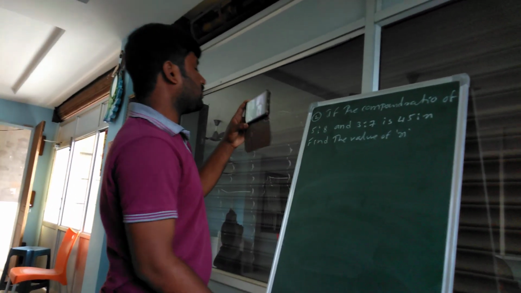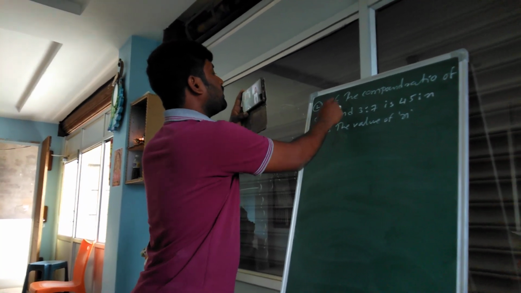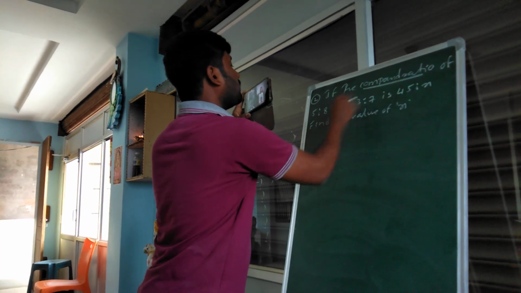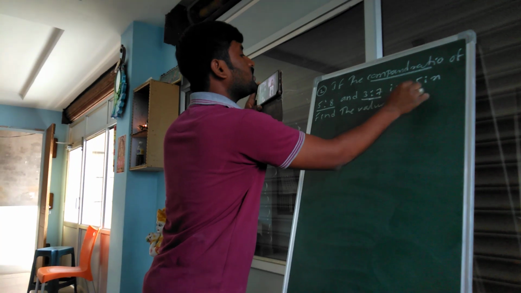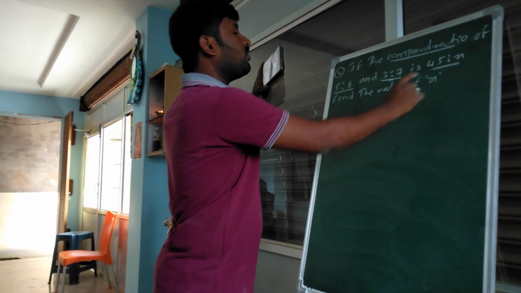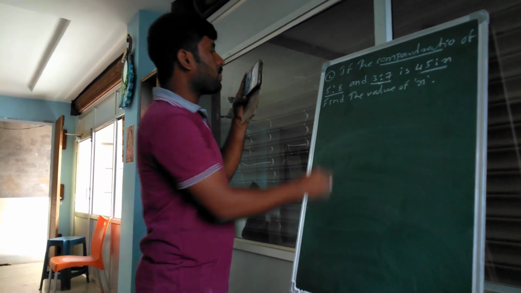Okay students, what is the second question, Anna? The second question is: if the compound ratio of 5:8 and 3:7 is 45:x, find the value of x. This is the question. Now see its solution, amma.